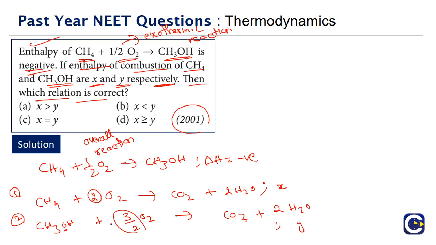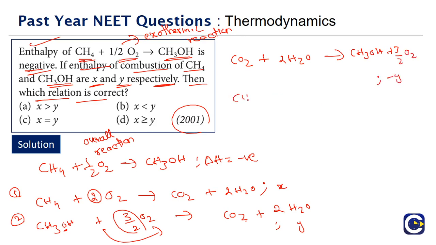So how do we make a combination of the first and second equation to get the overall equation? It's a very simple thing. We just have to reverse the second equation and add. If we reverse the second equation, what is going to happen? Look at it. We will be having CO2 plus 2H2O giving rise to CH3OH plus 3/2 O2. For this the enthalpy change will be minus Y.